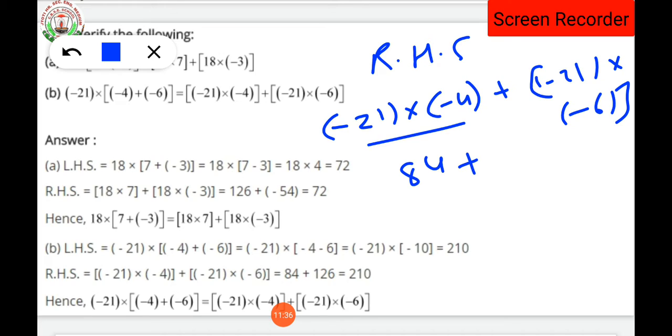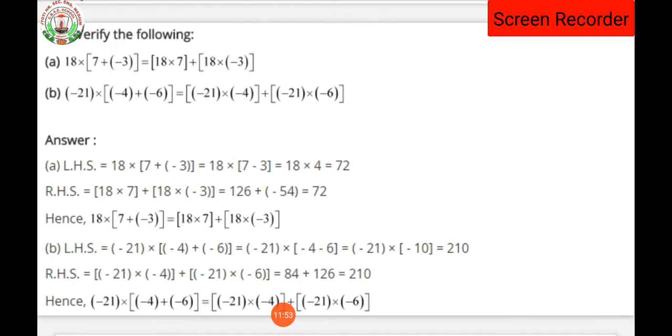Minus and minus will become plus. 6 ones are 6, isn't it? And 6 twos are 12. So it will be 84 plus 126. Now when 84 is added with 126, the required answer is 210.